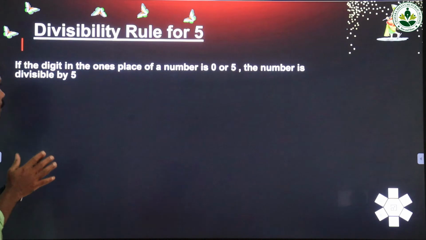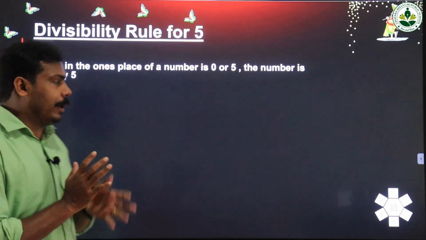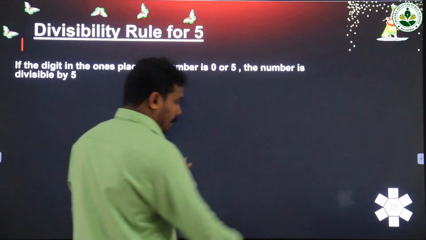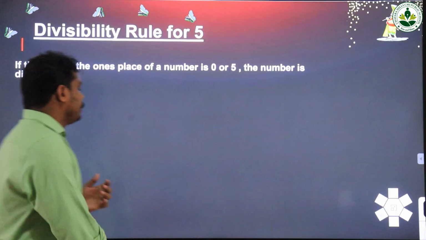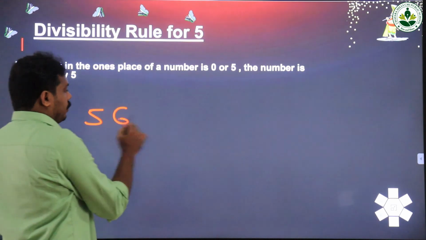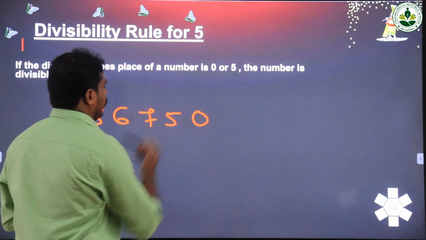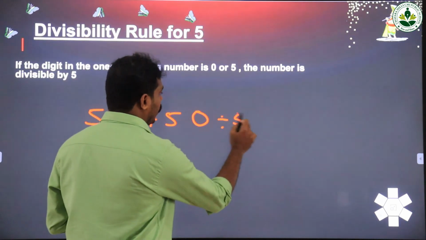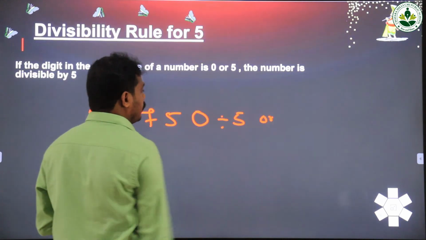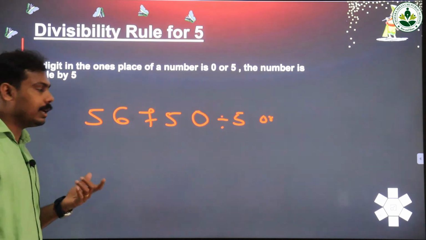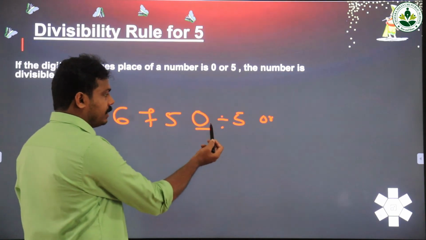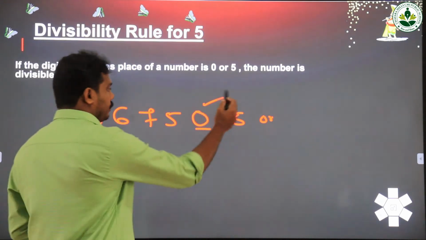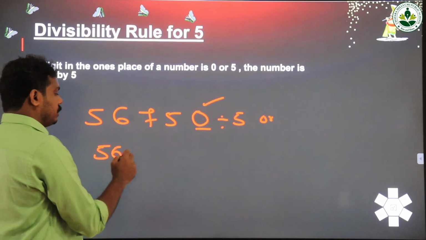Very simple. If the digit in the ones place of a number is 0 or 5, then it is divisible by 5. For example, 56,750. We need to check whether this is divisible by 5 or not. How will you check? Look at the ones place digit. Here it is 0. If the ones place digit is 0 or 5, then it is divisible by 5. Next one, 5,670.